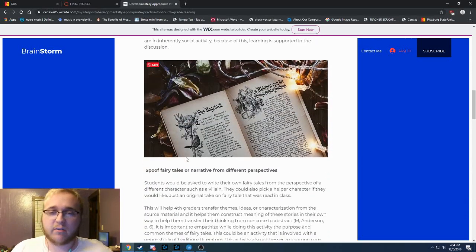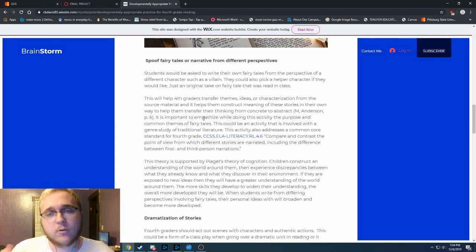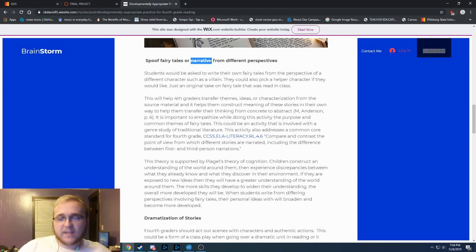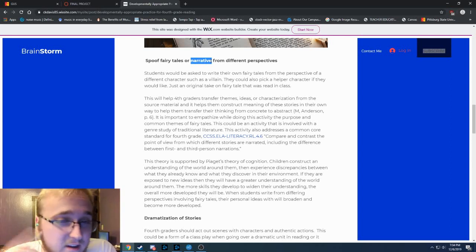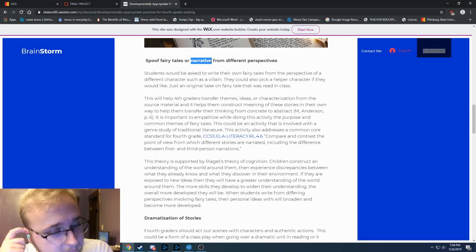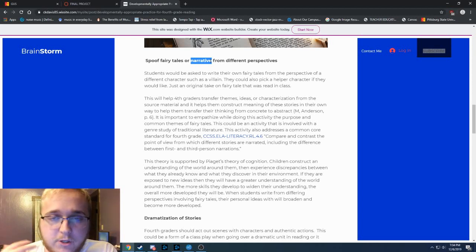So the next practice that I like to use is this concept of a spoof fairy tale. This could also work with different narratives depending on what material you work with. But it's easier for me to explain it in the context of a fairy tale. So, traditional literature has these tropes attached to it that are very easy to manipulate.